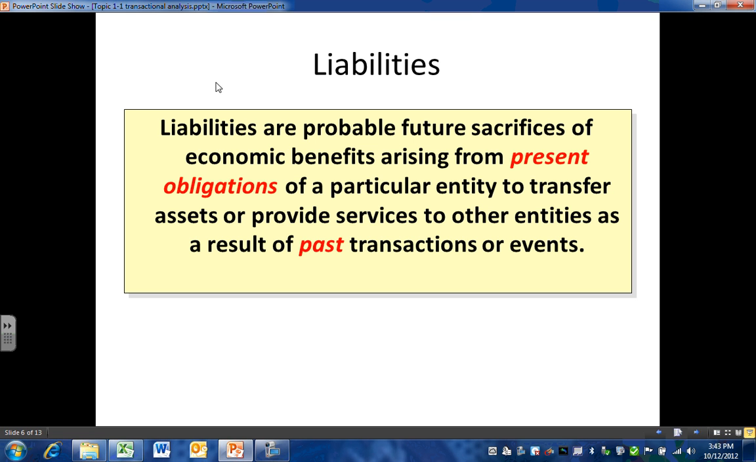All right, here's the definition for liabilities. Just want to point out two things. A liability has to relate to a past transaction or event. We do not recognize future transactions or events. That's going to come into play when we look at things like interest on loans. And they have to be a present obligation. But be careful, this does not mean that it has to be a legal obligation. In accounting, we consider substance over form.